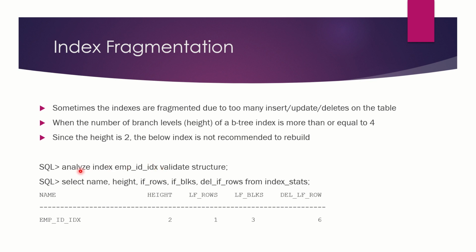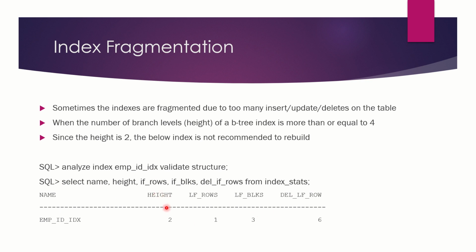So you can run this ANALYZE INDEX VALIDATE STRUCTURE. It's an online statement and doesn't cause any issues, and it populates the data in the INDEX_STATS table. So when you analyze this index and run the select height from the INDEX_STATS table, you get an output like this.